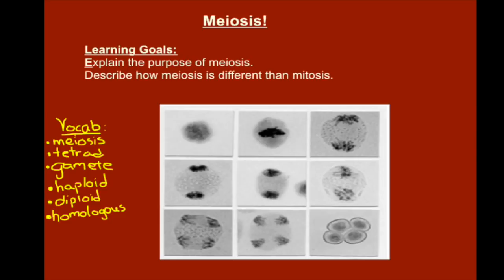You might also want to write down these vocab words, which will be new, but you will know them by the end of today's notes. Meiosis, tetrad, gamete, haploid, diploid, and homologous. That last one is a real doozy. Homologous.